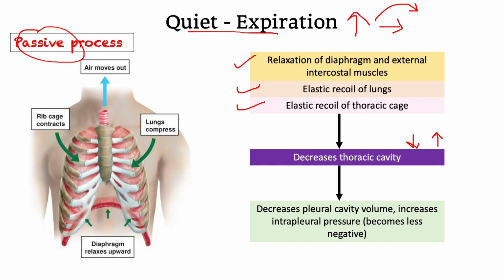So all these will make the thoracic cavity volume decrease. And when we decrease the thoracic cavity volume, what happens? The pleural cavity volume will also decrease. Remember, here is the visceral pleura and here is the parietal pleura. So when everything is moving back into its original position, we are actually decreasing the pleural cavity volume. Thus, we are increasing the intrapleural pressure, meaning it is becoming less negative.